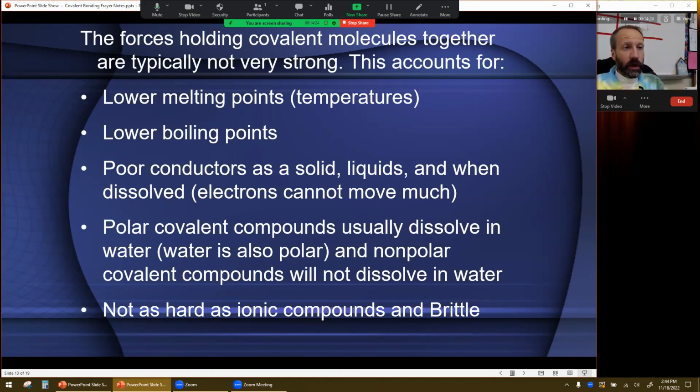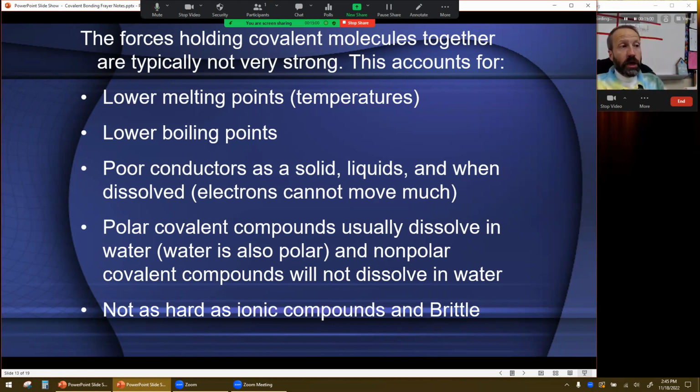Catch this next one. Polar covalent compounds usually will dissolve in water because water is polar. Non-polar compounds, even though they're covalent, will not dissolve in water because water is polar. You see how polar and polar go together, but not non-polar and polar. It has to be the same for them to dissolve. We have this saying that they mix like oil and water, which actually means they don't mix at all. So polar with polar, non-polar with non-polar is how that would work.